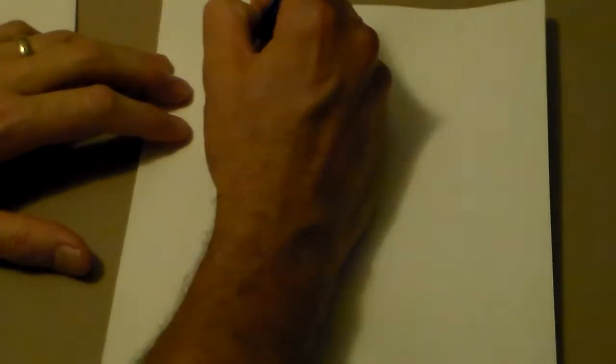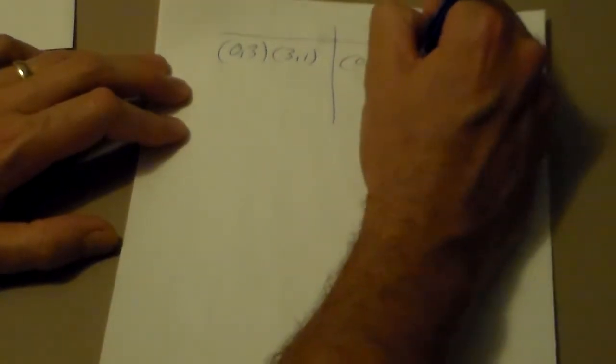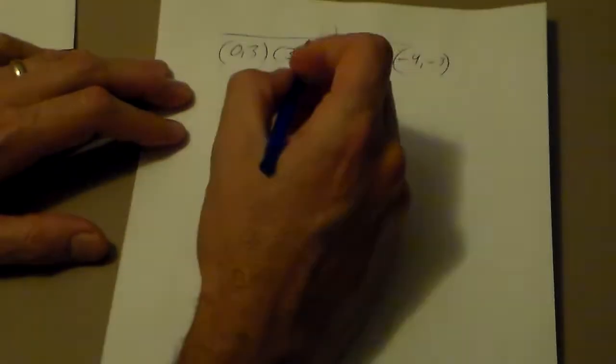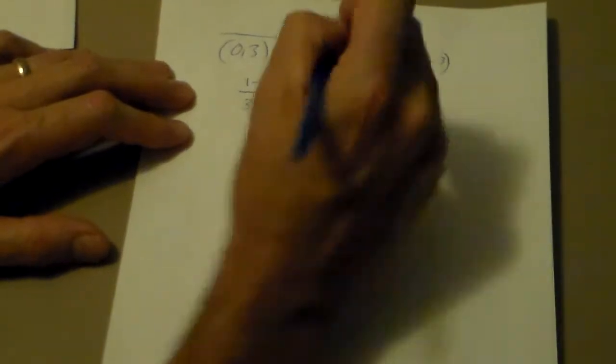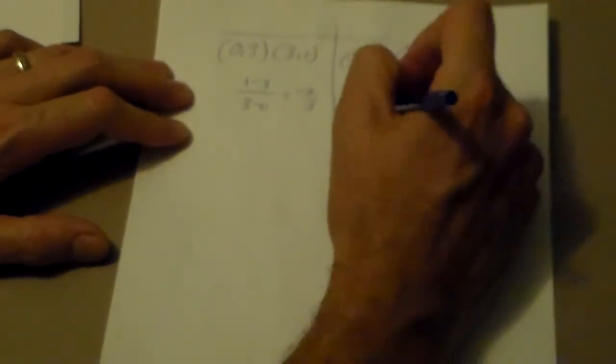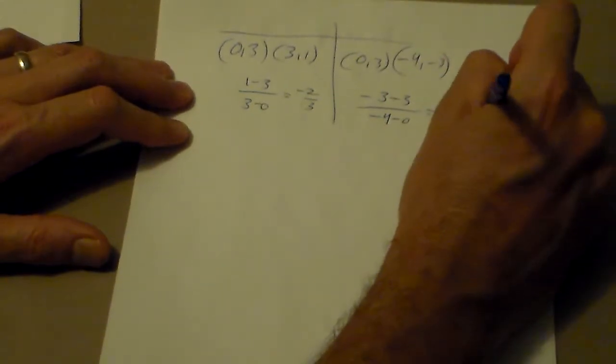All right, so you might see points like this. So one of them is (0,3) and (3,1). Okay, and the other one is (0,3) and (-4,-3). So we got to find the slopes. Okay, so this one would be 1 minus 3 over 3 minus 0. So you get -2/3. Then you go over here and -3 minus 3 over -4 minus 0. So this is going to be -6 over -4, which is 3/2.